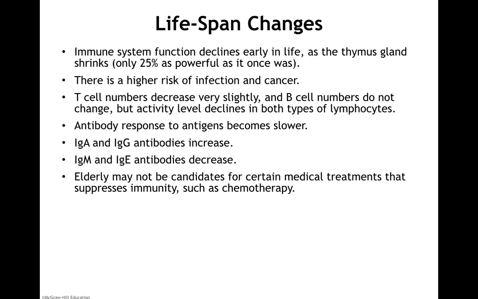Immune system function declines early in life as the thymus gland shrinks. There's a higher risk of infection and cancers later in life. T cell numbers decrease slightly. B cell numbers don't change. Activity levels change in both types of lymphocytes. Antibody response to antigens becomes slower. IgA and IgG antibodies tend to increase, while IgM and IgE antibodies tend to decrease. Elderly may not be candidates for certain medical treatments that would suppress immunity, and that would include chemotherapeutics.